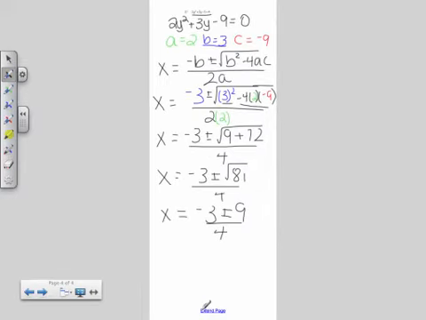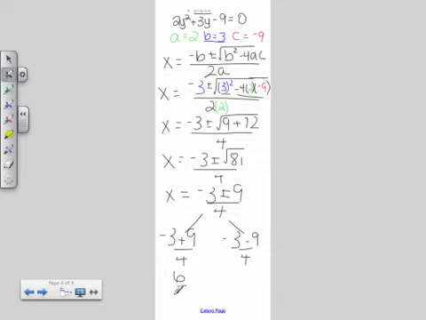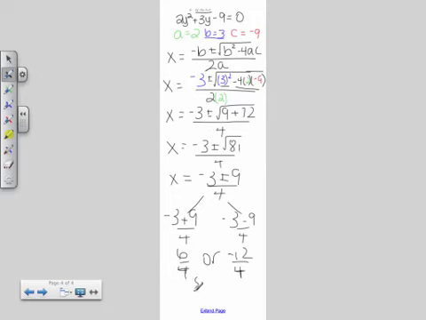So I get x equals negative 3 plus or minus 9 all over 4, which means that my two possible answers are going to be negative 3 plus 9 over 4 or negative 3 minus 9 over 4. So I end up getting 6 over 4, that's 3/2, or negative 12 over 4, which means that my final answer is going to be 3/2 or negative 3. Okay? Again, we'll talk about checking next class. And that's how you use the quadratic formula.